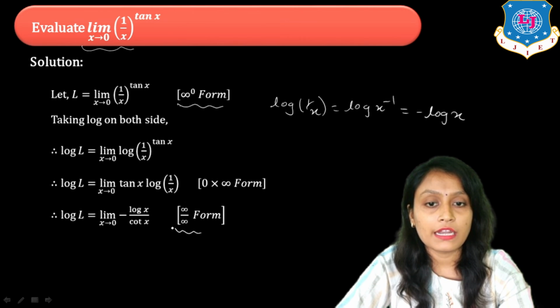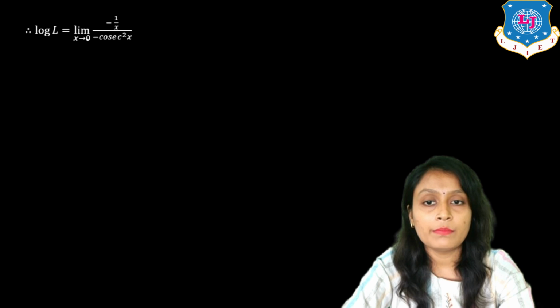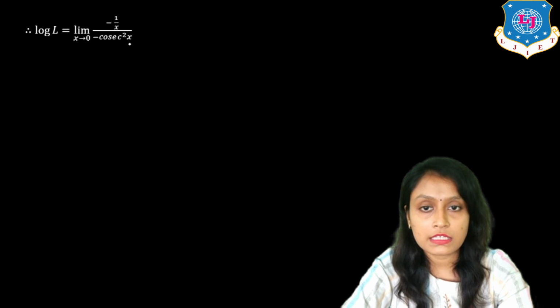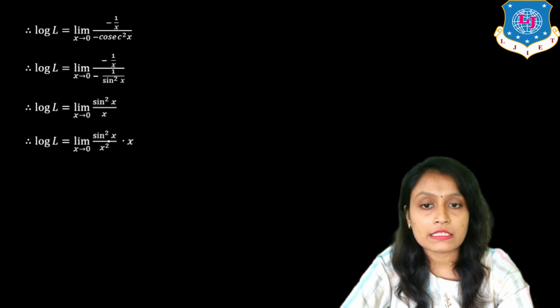Now if we have infinite by infinite form, so we will apply L'Hopital's rule. So you will get log L is equal to limit x tends to 0, minus 1 upon x, over minus cosec square x. Minus will get cancelled and what will remain is 1 upon x. This cosec square x we will write as 1 upon sin square x. Okay, so bring this sin square x in the numerator and x in the denominator. Now we will multiply and divide by x. So you will get x square and here x.